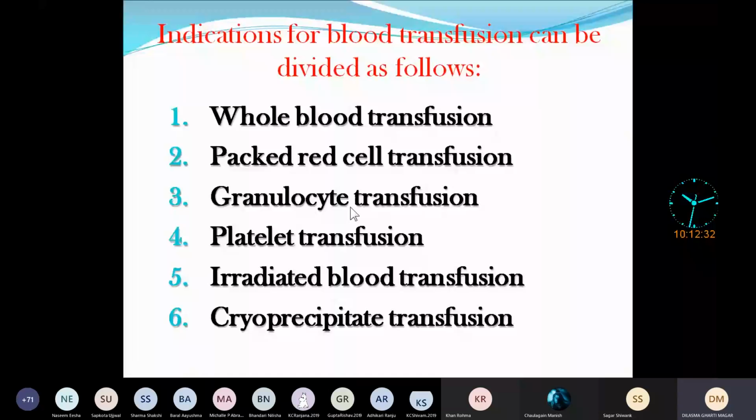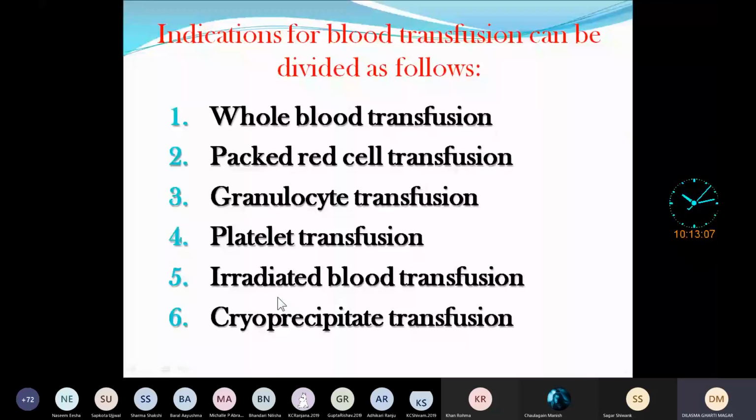And irradiated blood means the blood is scanned with ultraviolet rays, and we can give irradiated blood in case of an immunocompromised patient. Immunocompromised patients don't have much immunity to fight against infections, isn't it? So in those cases we can give the irradiated blood transfusion. With the help of radiation we can kill the unnecessary organisms and all, so that we give the irradiated blood transfusion.